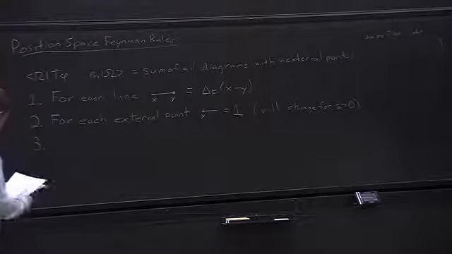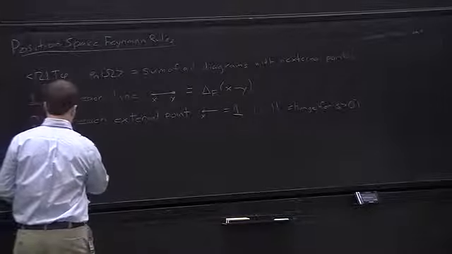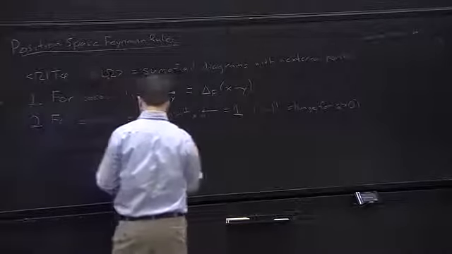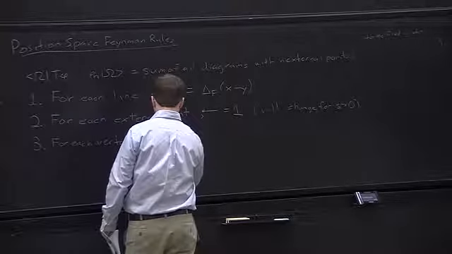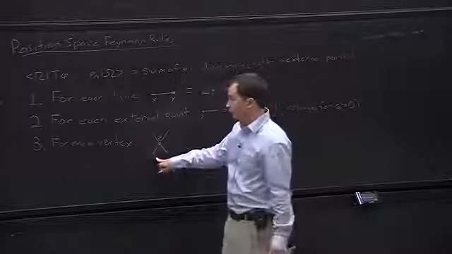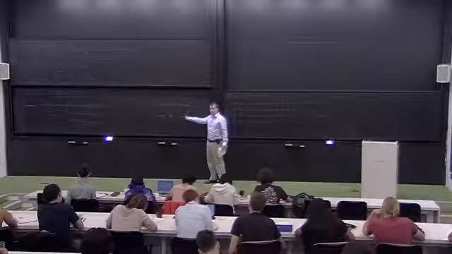Our third rule is for each vertex. So in our example, all of our vertices have 4 lines meeting.